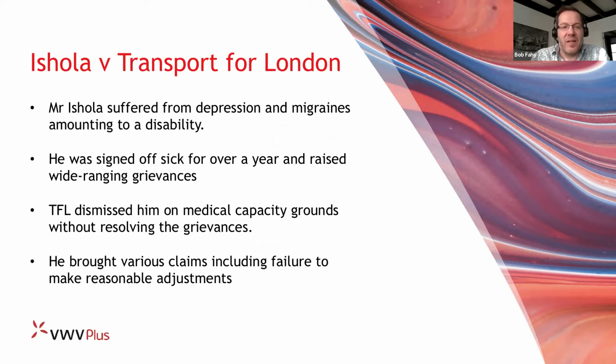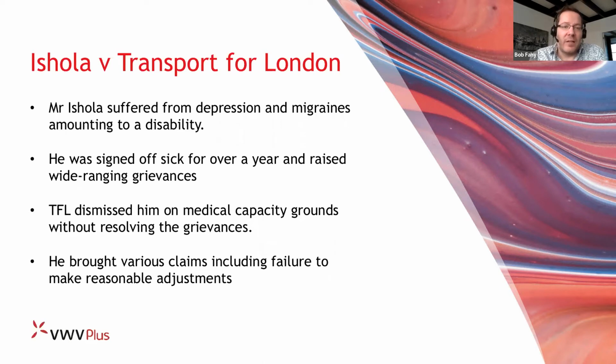What actually happened was he brought a grievance against a colleague, and the outcome of the grievance went against him. Then he was signed off sick and started to raise wide-ranging grievances about the outcome of his initial grievance and various other things that he was unhappy with. And Transport for London eventually went through a medical capacity procedure with him and dismissed him on the grounds of incapacity without resolving his grievances.